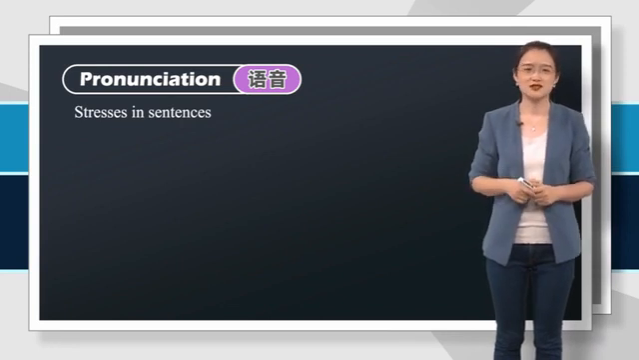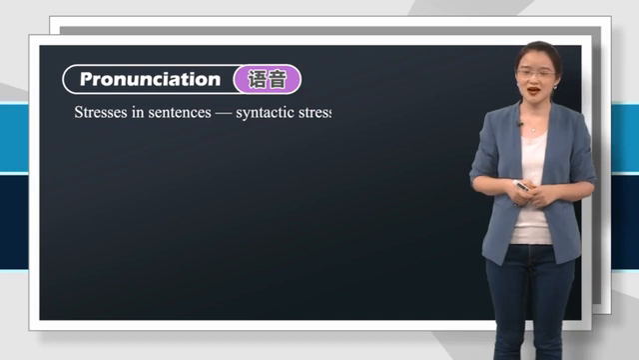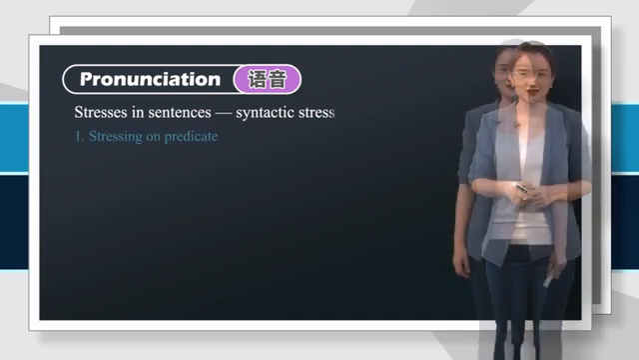Today we will learn how to do it. Some parts of a sentence may be stressed just because of their grammatical functions, without conveying any special idea or mood. This kind of stress is called syntactic stress. Some common rules include stress on predicates, complements, attributive phrases, and adverbial phrases.